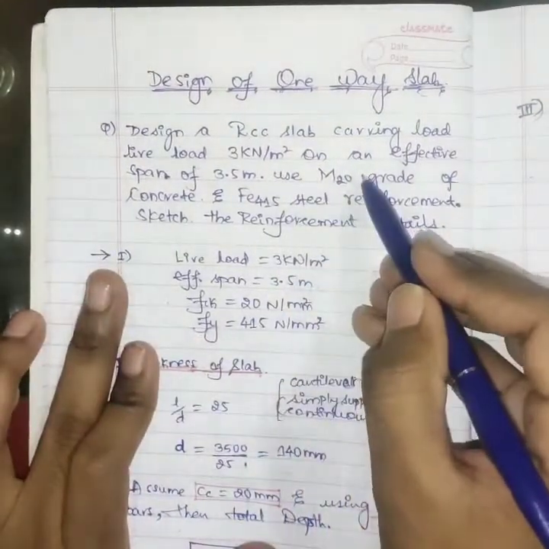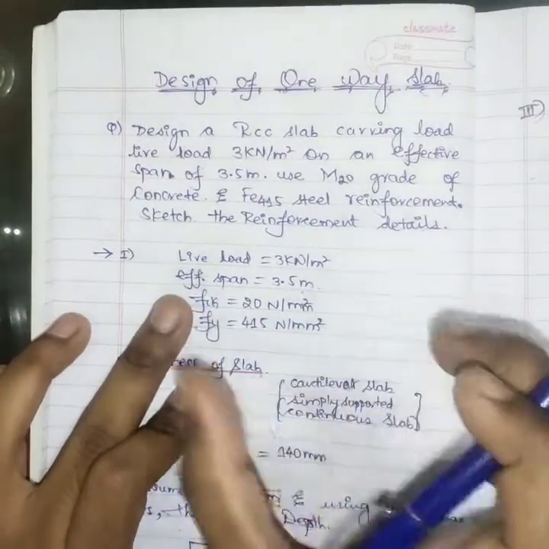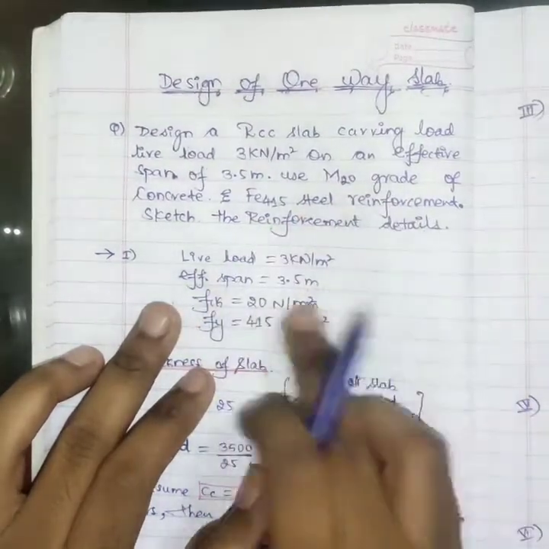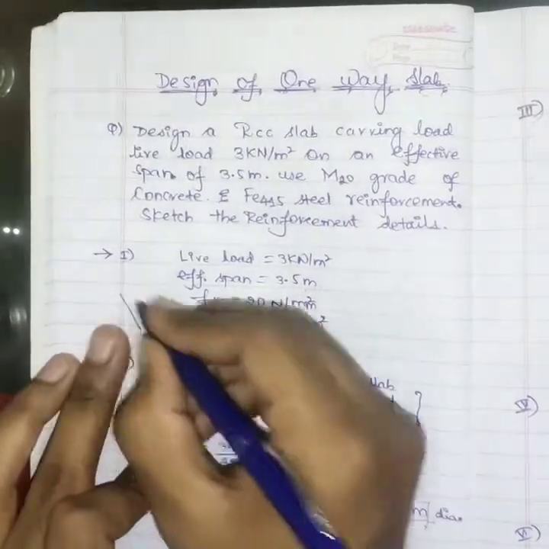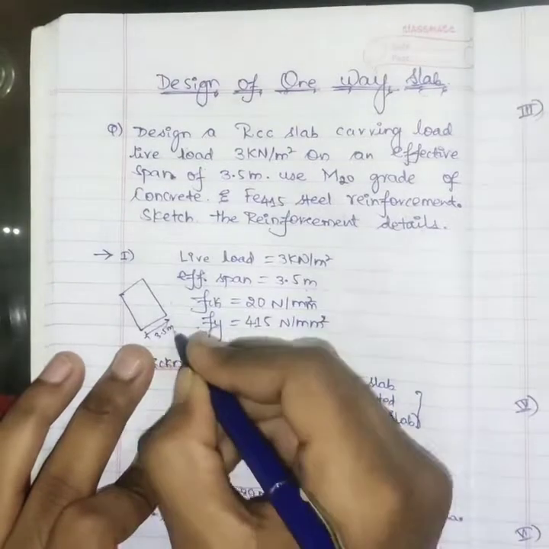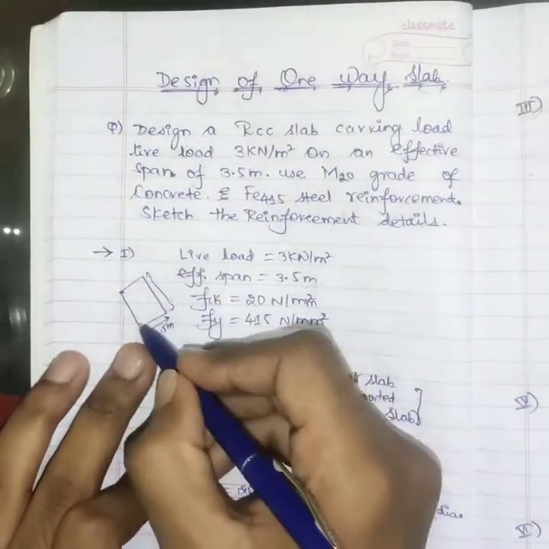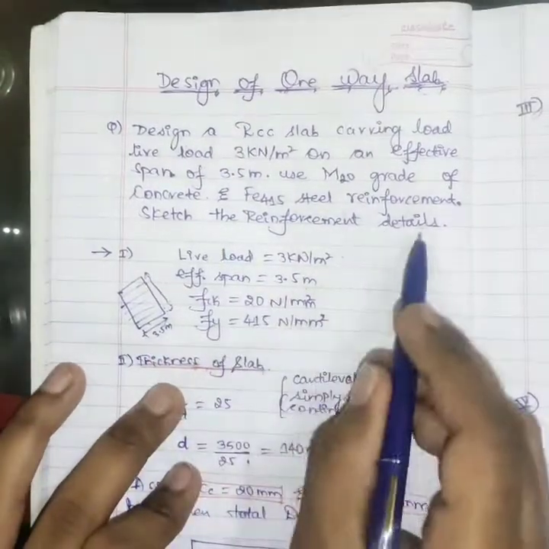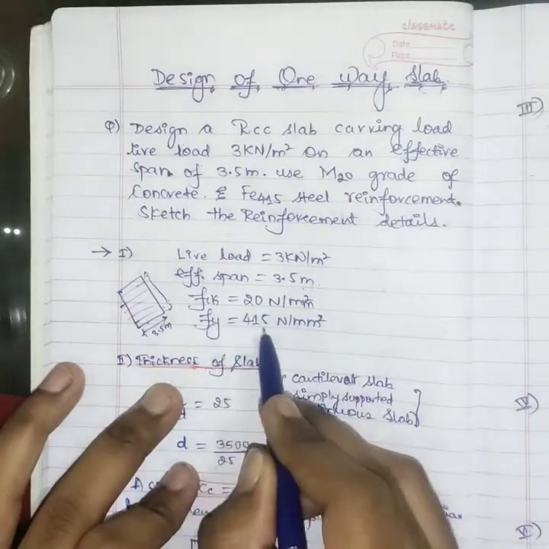In the numerical, the live load is given as 3 kilonewton per meter square, and the shorter span length of the slab panel is 3.5 meter. A one-way slab means it will be like this: this is 3.5 meter and the longer length is unknown. They are asking what reinforcement is to be provided on this side. Sketch the reinforcement details, and fck is given as M20 grade of concrete and fy is 415 steel.